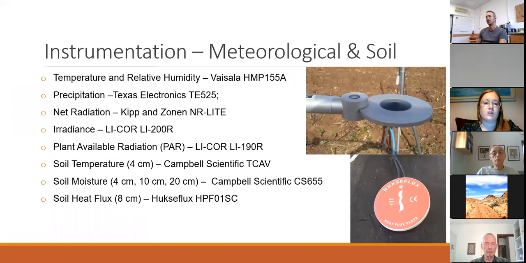In addition to the eddy covariance instruments, we have a number of meteorological instruments at the site. So we have temperature and relative humidity, precipitation, net radiation, irradiance, plant available radiation, soil temperature, soil moisture, and soil heat flux. All of these other instruments give us additional data that helps us both with modeling and with checking the eddy covariance data.